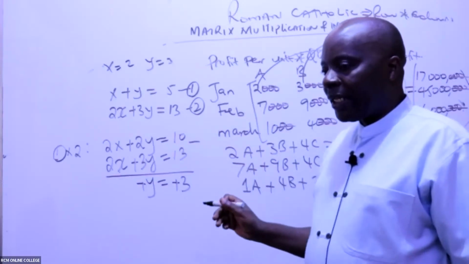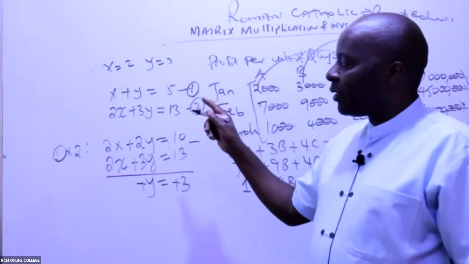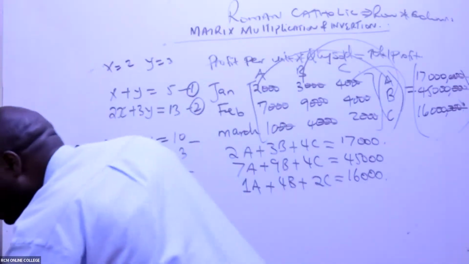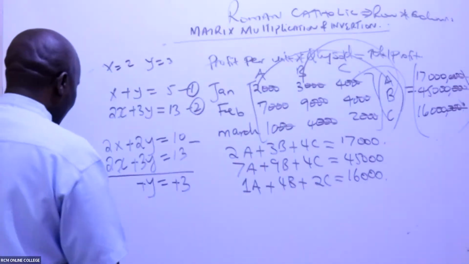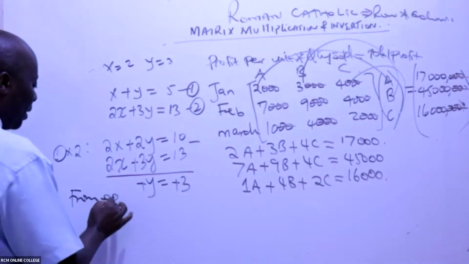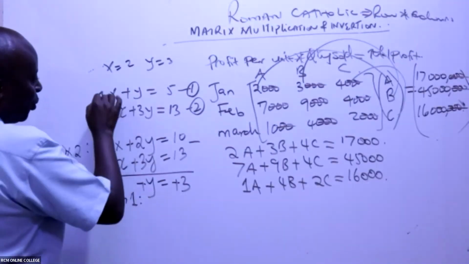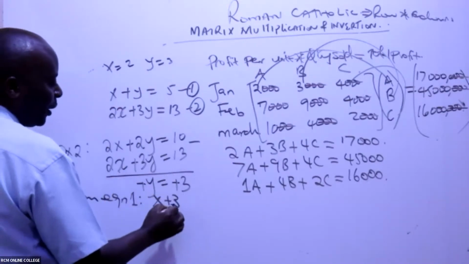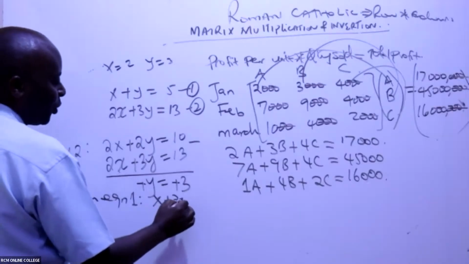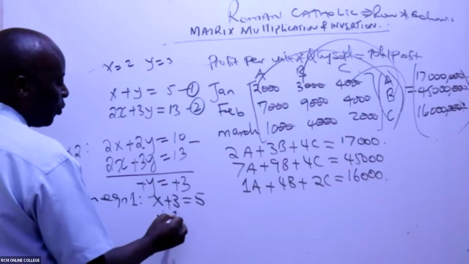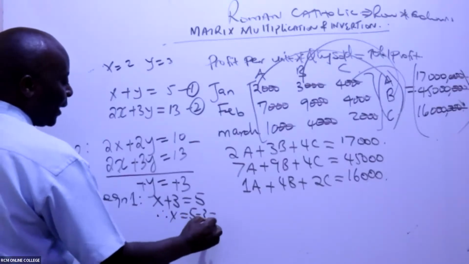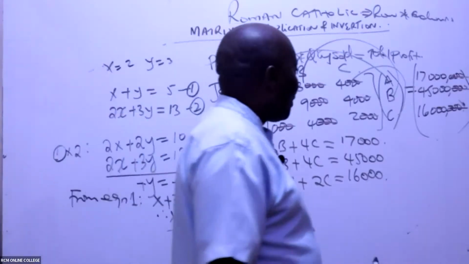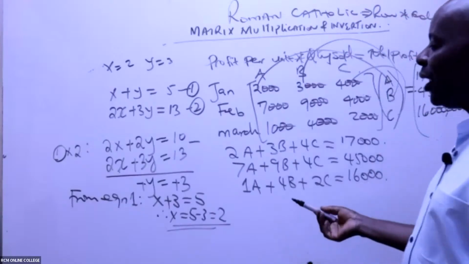Once I get that, I will be able to get the value of x from any of the two equations. So from equation 1, it is x plus y, and we have gotten y to be 3. So x plus 3 equals 5. Therefore, x will be 5 minus 3, which gives me 2.